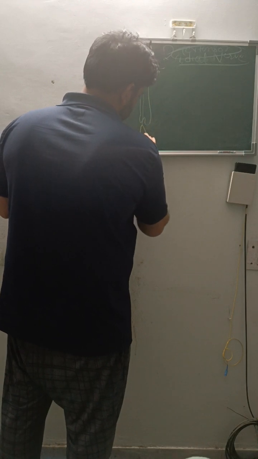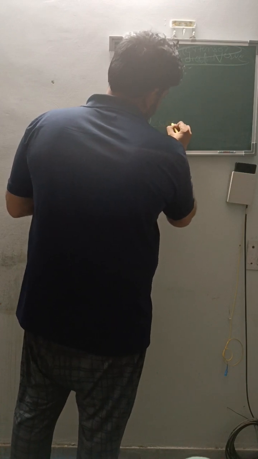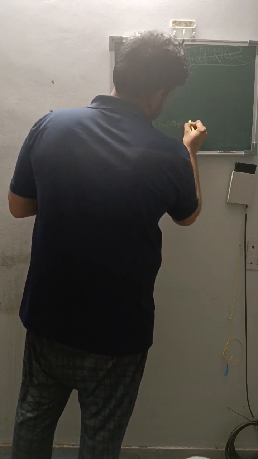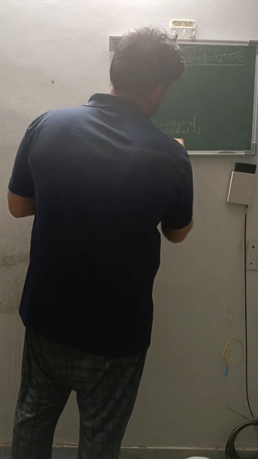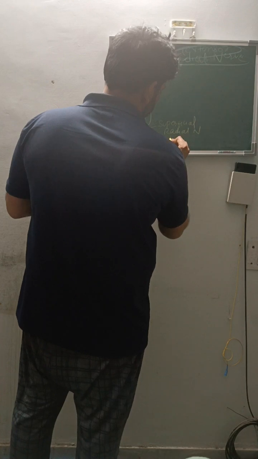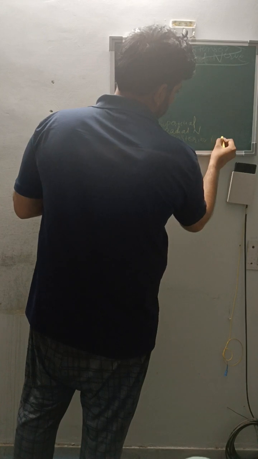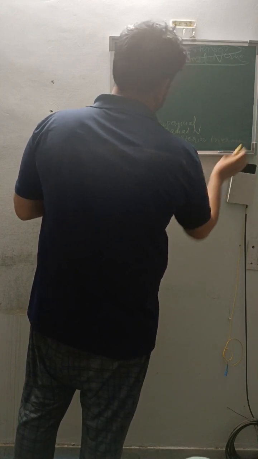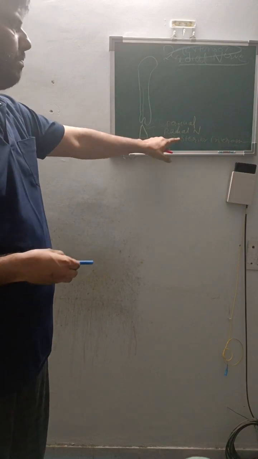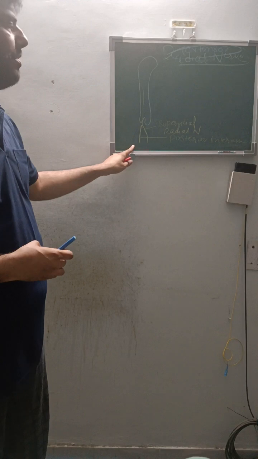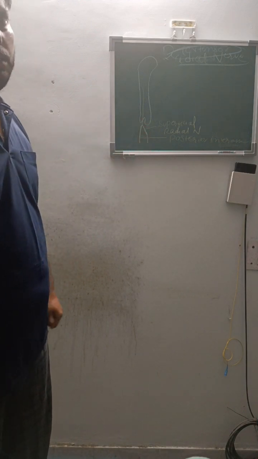One is your superficial radial nerve. The other is your posterior interosseous nerve. So the deep branch is the posterior interosseous nerve, and your superficial branch is your superficial radial nerve.